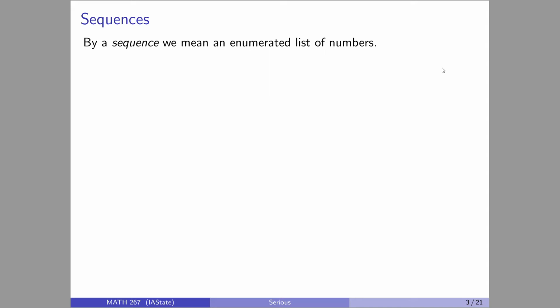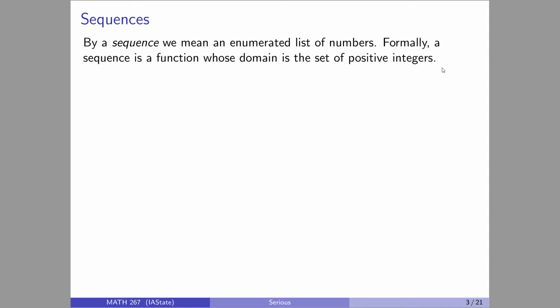Okay, so by a sequence, I mean an enumerated list of numbers. It turns out that a sequence doesn't necessarily need to be a list of numbers. It can be a list of anything, but for our purposes, it will just be a list of numbers. And formally, what that means is that it's just a function. It's a function that you give positive integers, and it spits out stuff, right? It enumerates it for you. It gives you a first, it gives you a second, it gives you a third, it gives you a fourth, so on and so forth. Okay.